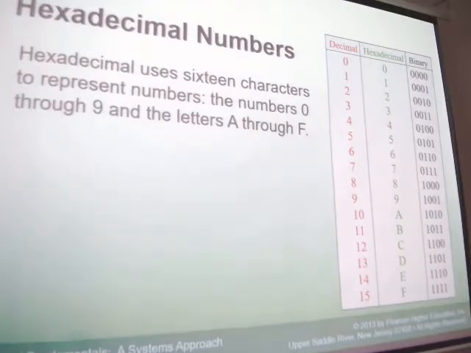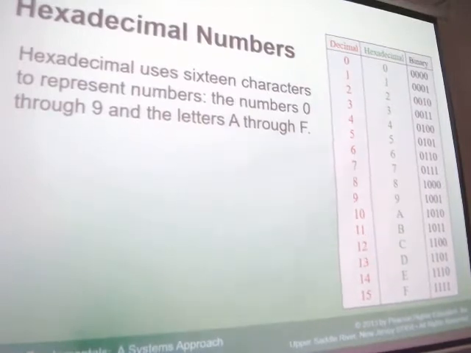Hexadecimal numbers. Hexadecimal numbers use 16 characters, or 16 symbols, to represent one digit: 0, 1, 2, 3, 4, 5, 6, 7, 8, 9, A, B, C, D, E. Yes. The numbers 0 through 9 and the letters A through F.